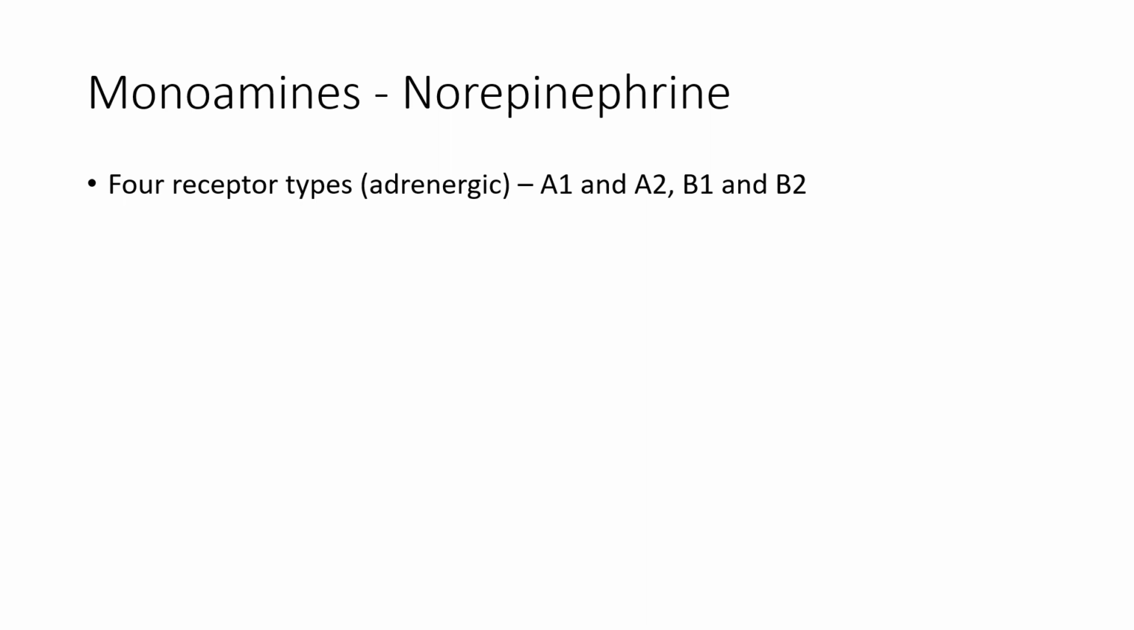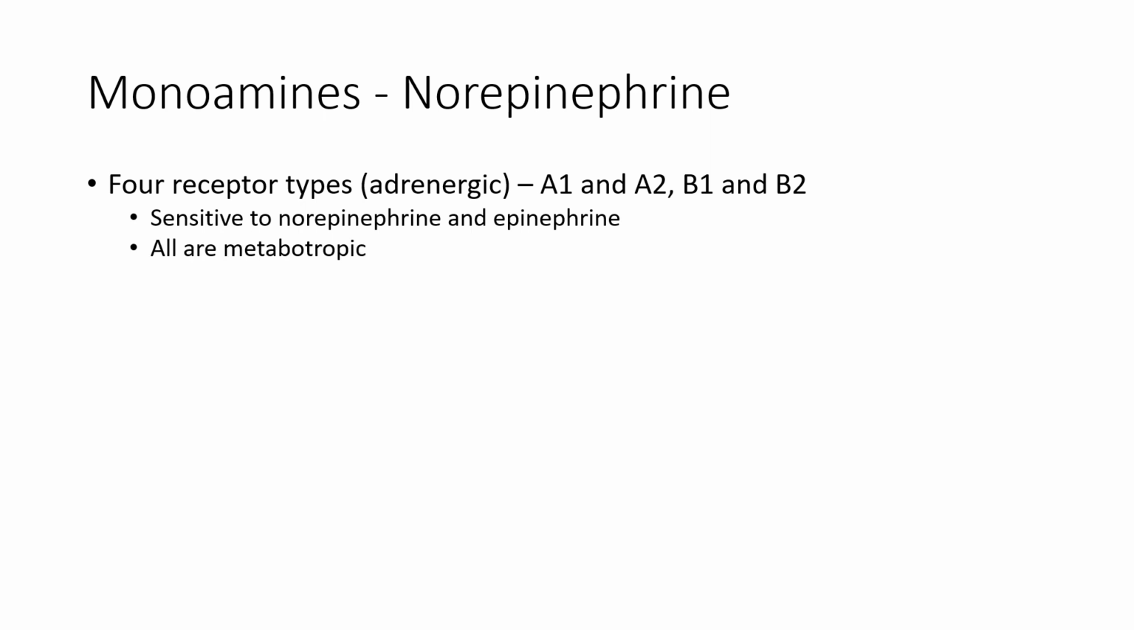There are 4 known receptors for norepinephrine: A1 and A2, and B1 and B2. These receptors are sensitive to both norepinephrine and epinephrine. All are metabotropic, meaning that there's not any direct binding that will automatically yield ion channel opening. So if binding occurs with norepinephrine, then it's going to produce that substance that's going to open ion channels rather than opening ion channels directly.